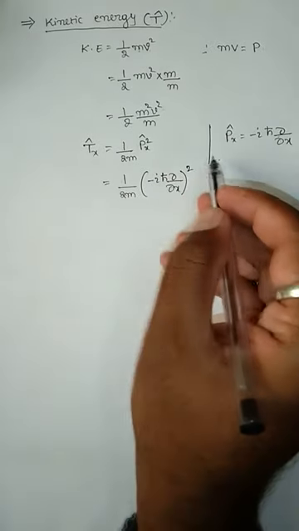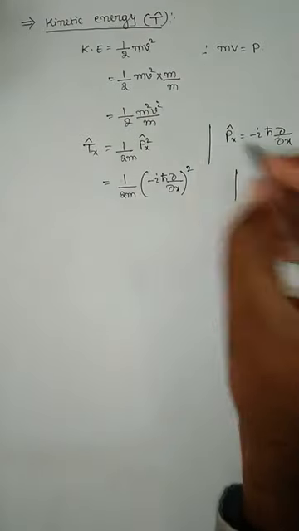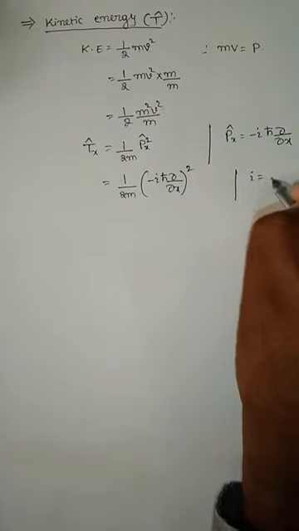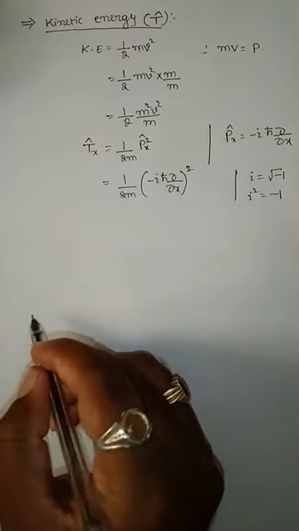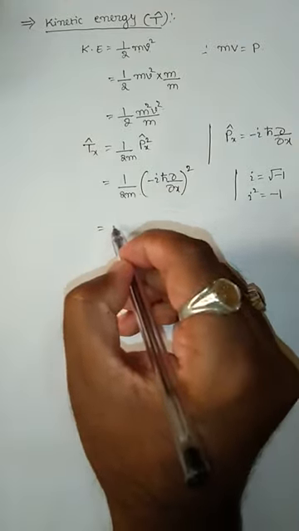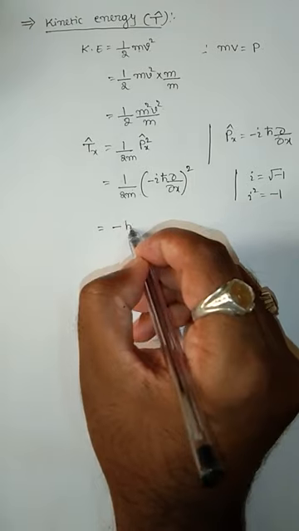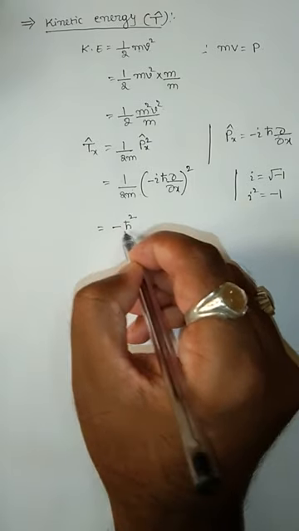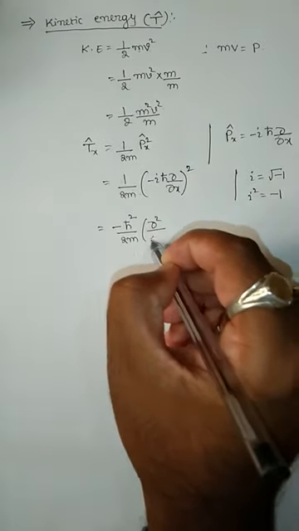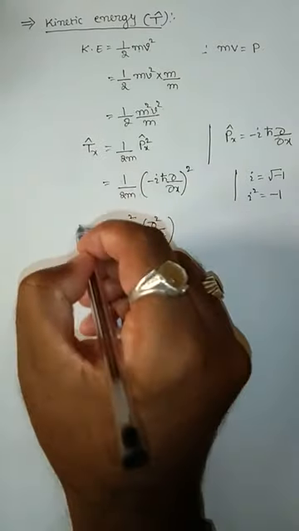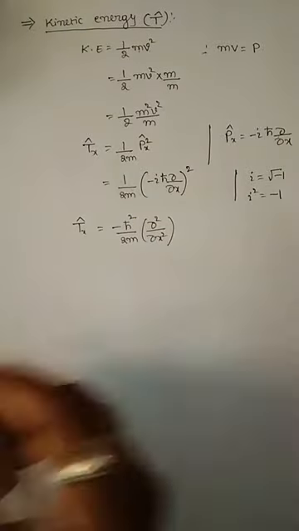So here we have the square. So minus into minus will be plus. And I will terms I square. So i is equal to square root of minus 1, so i square will be minus 1. Therefore, the term will change to minus h cross square by 2m into dou square by dou x square. That is the value of kinetic energy along the x-axis.